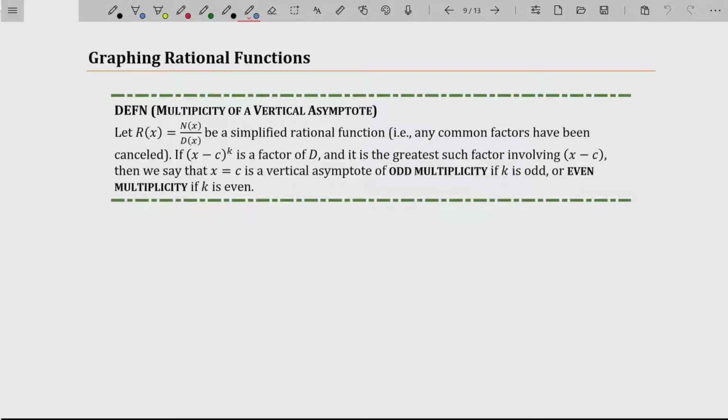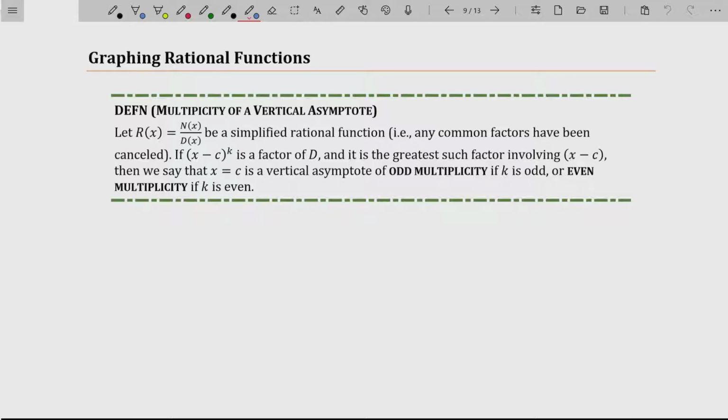So to continue into that topic, we'll talk about the multiplicity of a vertical asymptote. And to be very honest with you, it's not actually a multiplicity of a vertical asymptote, it's the multiplicity of a zero for the denominator, but that's okay. We'll still call it multiplicity of a vertical asymptote.